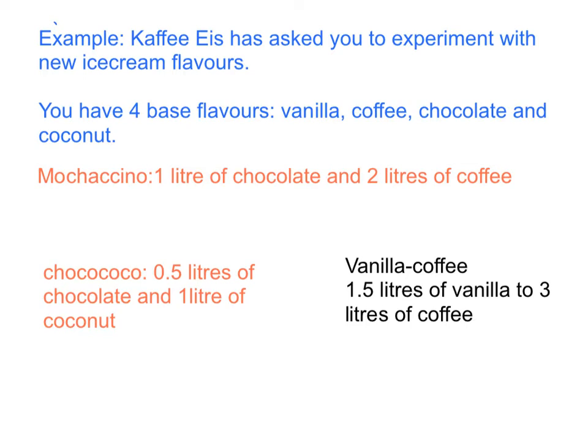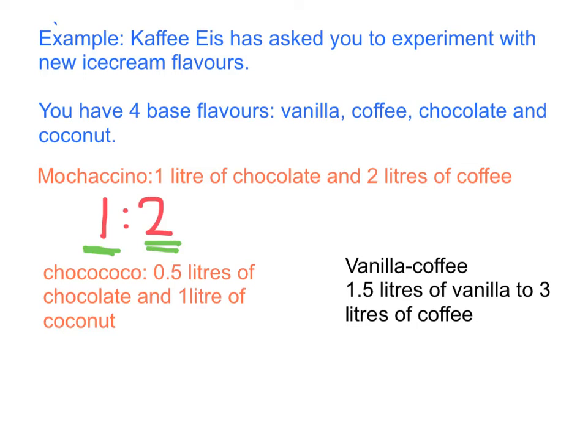A mochaccino ice cream has got 1 litre of chocolate and 2 litres of coffee. So this is our simplest kind of ratio. We write this as 1 to 2. We're happy writing it like this because both of these numbers are whole numbers and there's no common factor. There's no way that I can divide a factor out of both of those numbers.